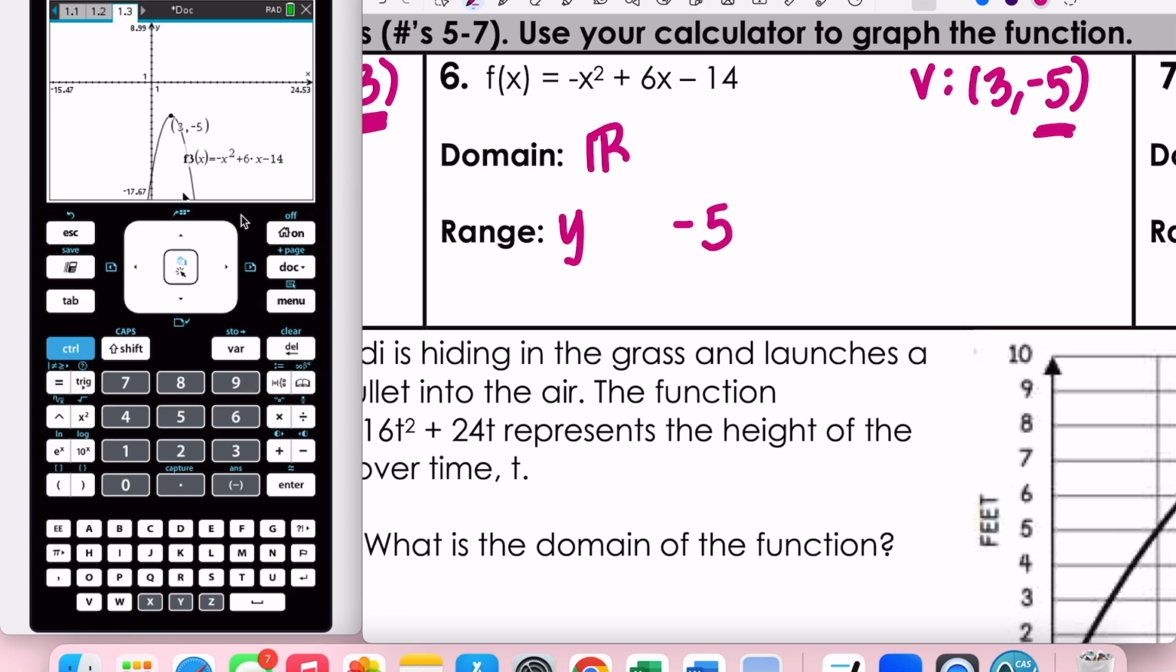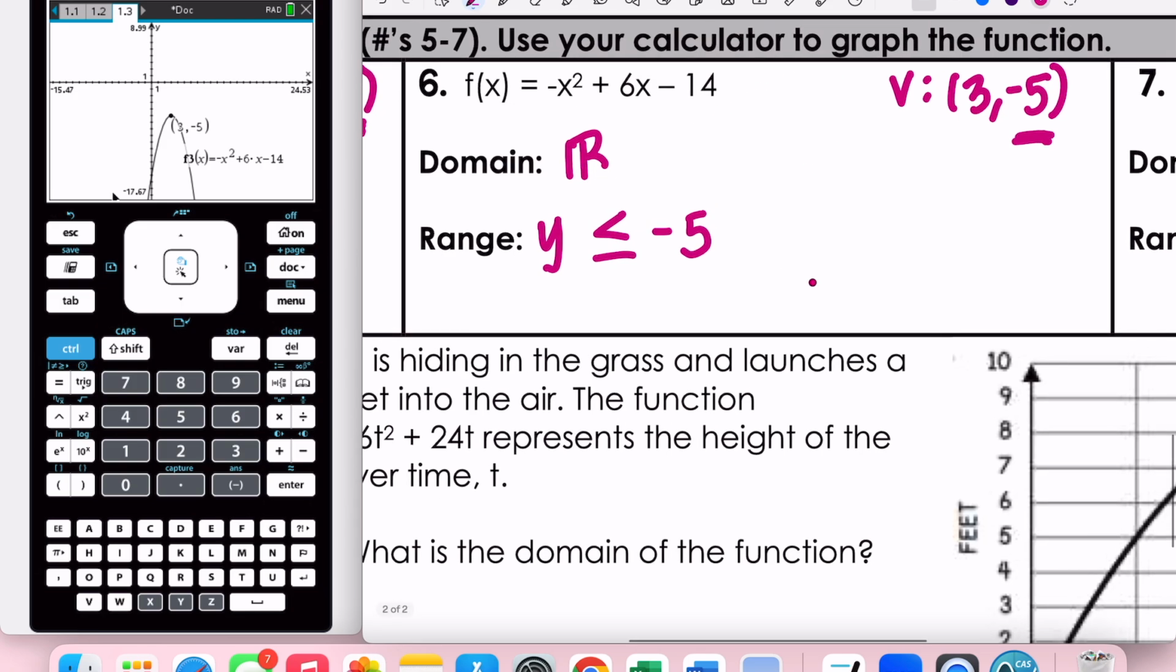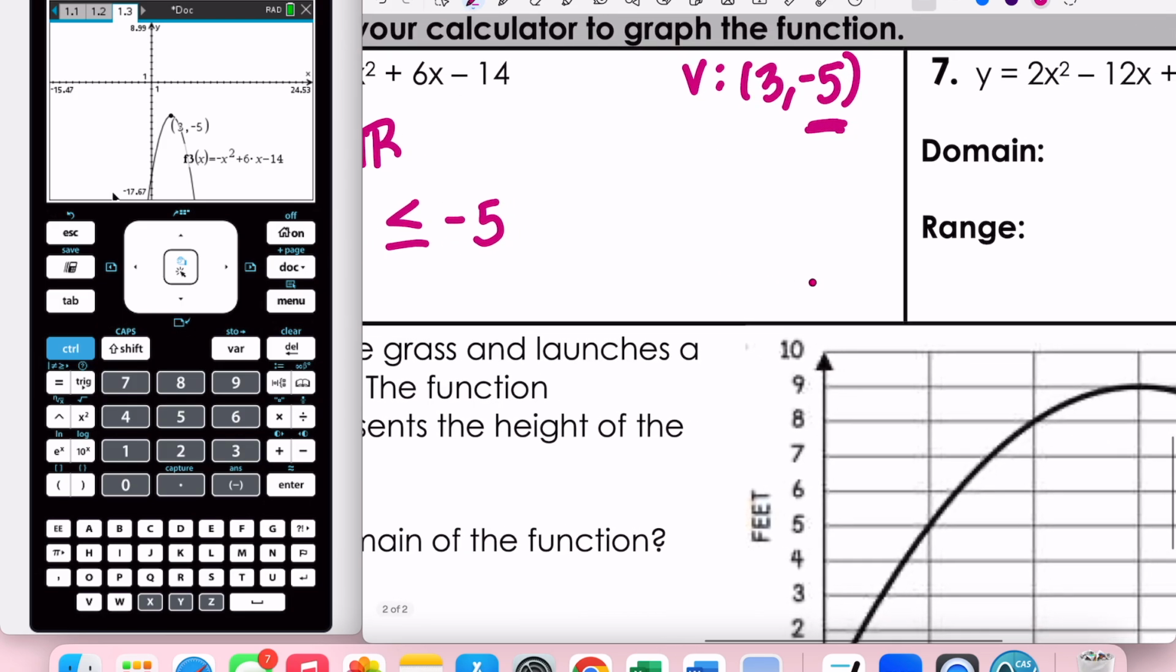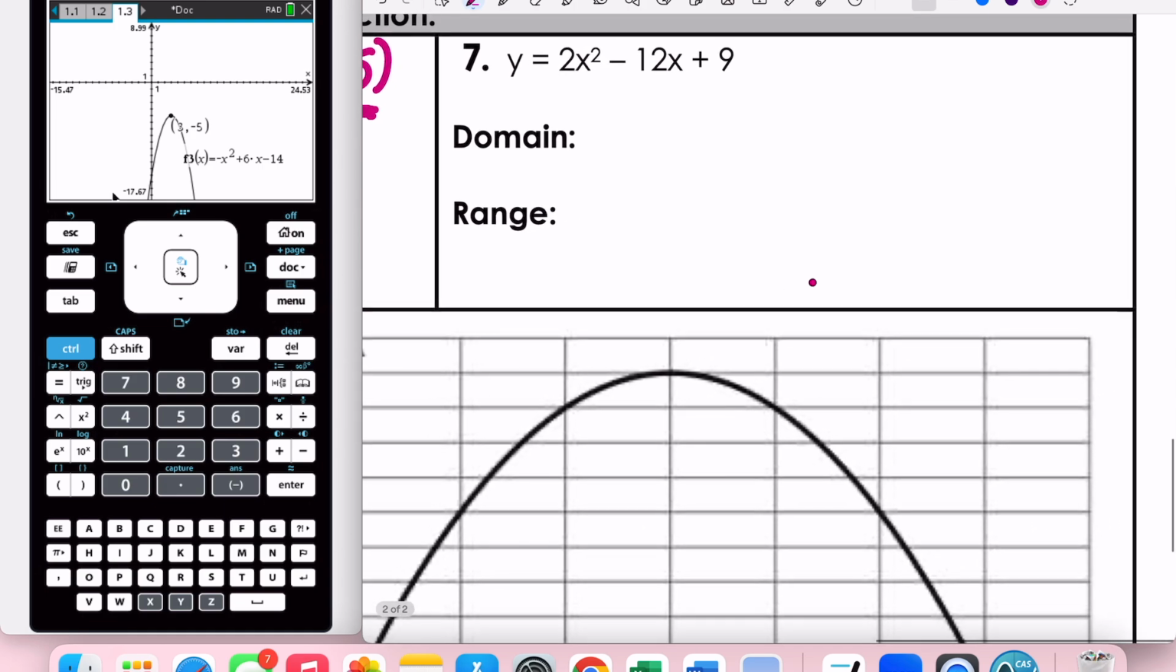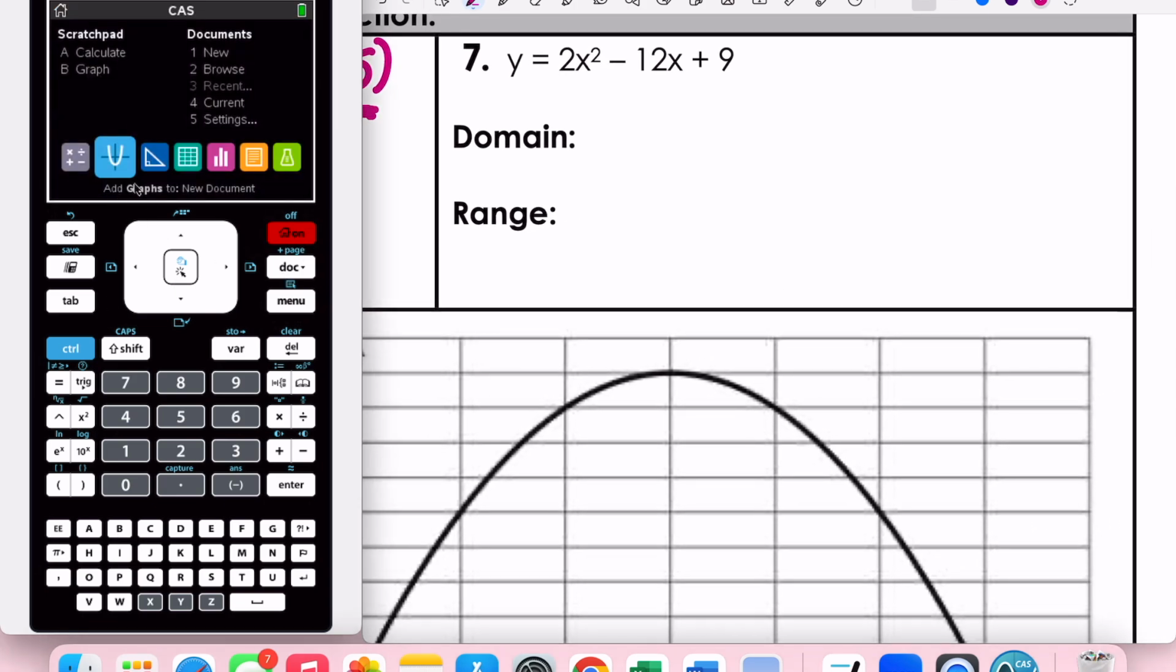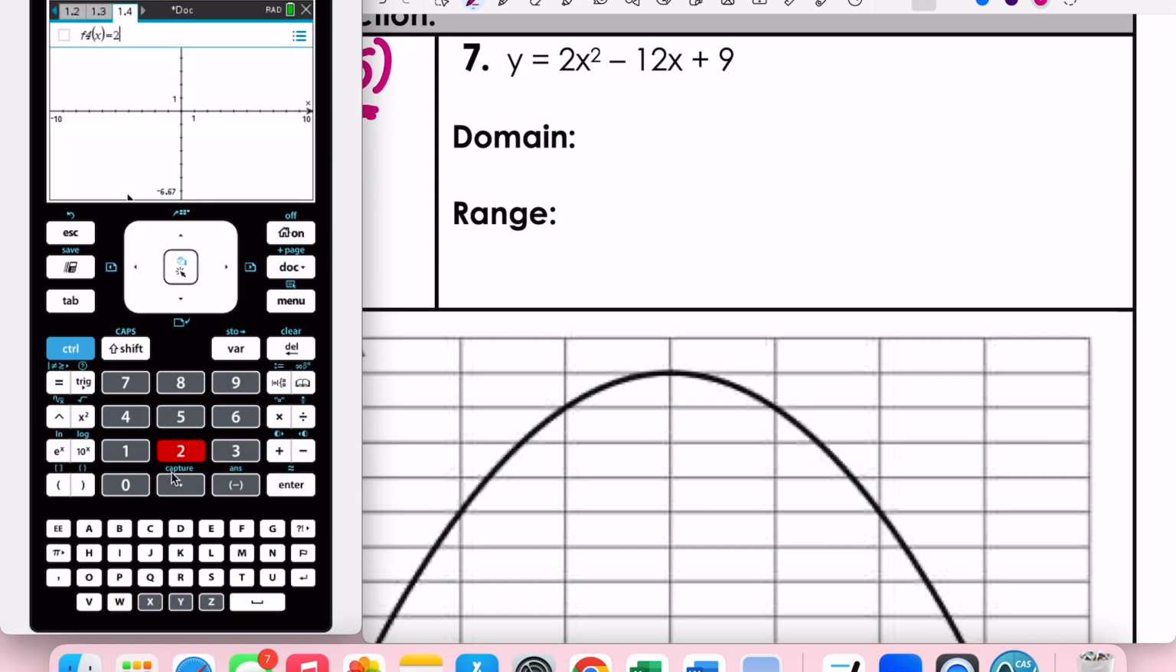Now, you notice that your graph opens down, and if your graph opens downwards, it is less than or equal to. So here I have a domain of all real numbers and a range of y is less than or equal to -5. Number 7, we have 2x squared minus 12x plus 9. So I'm opening up a graphing window, and we are typing in 2x squared minus 12x plus 9.